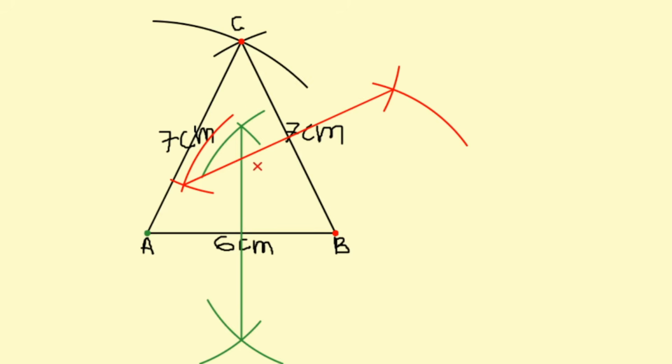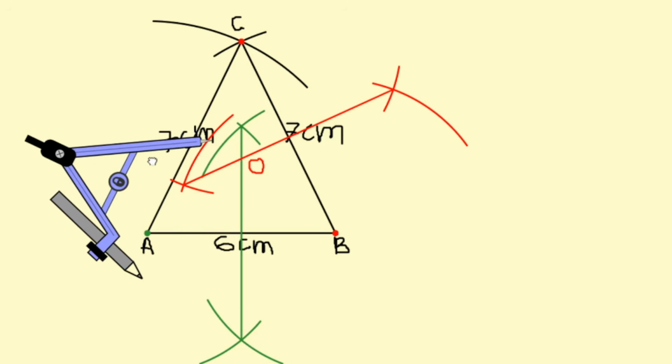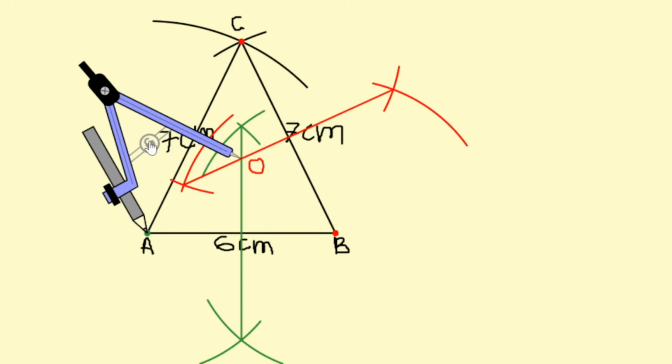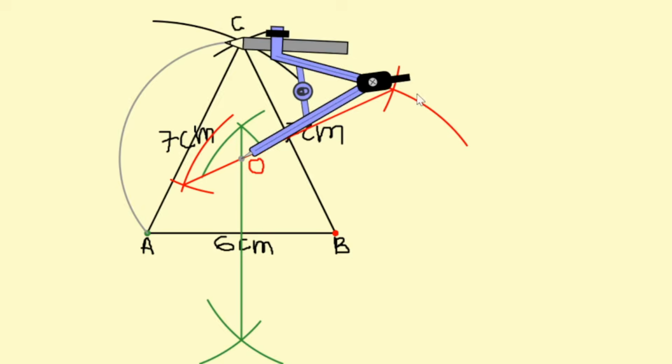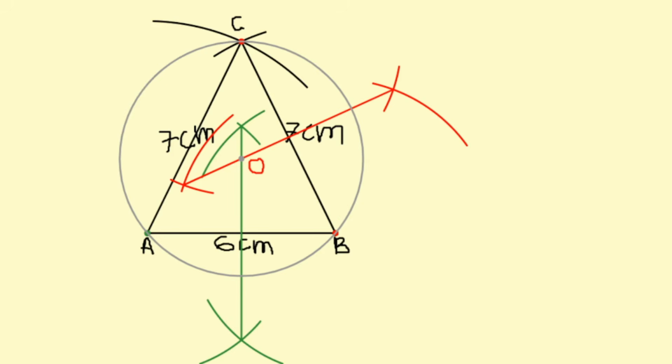It's clearly visible that these two are meeting at this point. Let us name this point as O. Now let us take O as the center and radius as OA, and let us lock it. And we know that OA, OB, OC will all be equal. Okay, so now we can draw the circle. So we got the required circle.